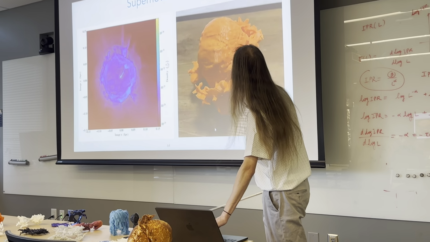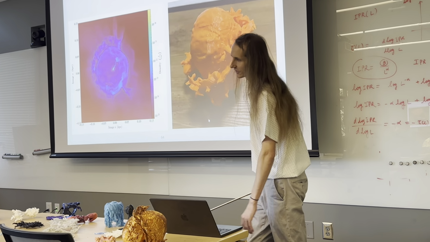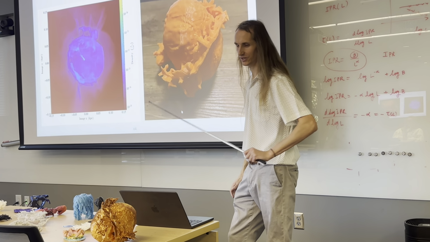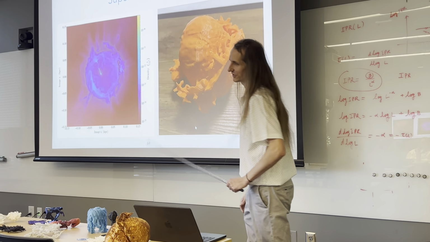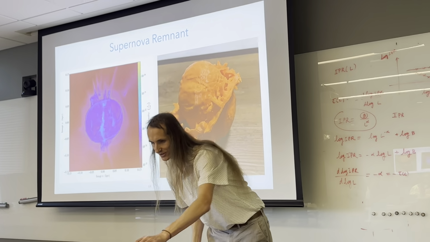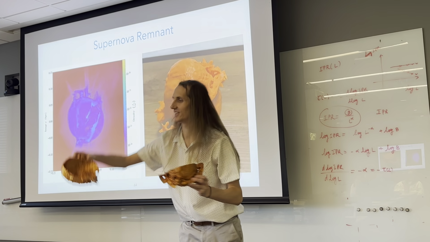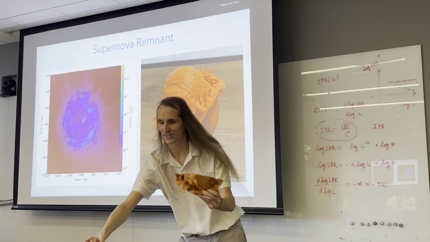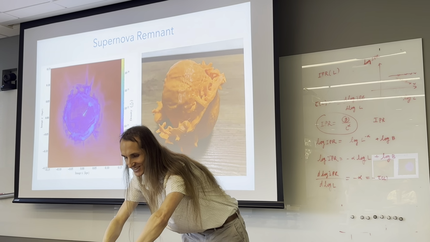Then this is the supernova remnant from the triggered star formation simulation. Here's a bigger version of it in gold up front here. And so this one actually opens up, and you can see that cloud inside there, which is kind of cool. That was kind of hard to print with all the supports and everything.